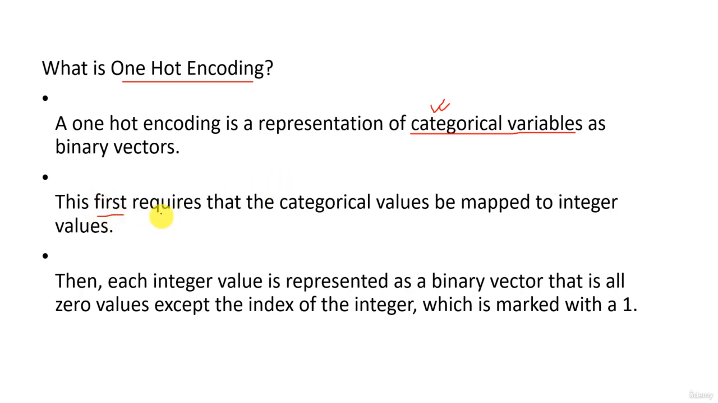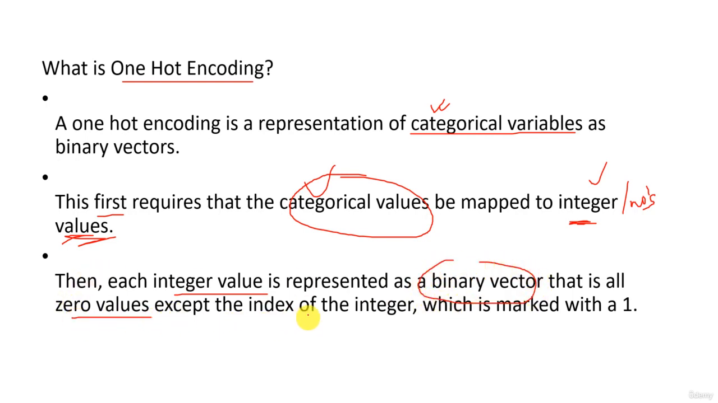So the first thing required is that these categorical values should be mapped into integer values. That is what I have just told you. We need to convert these categories into integers or some numbers. Then each integer value is represented as a binary vector that is all 0 except the index of the integer, which is marked with 1. That means if the value is present, give 1 to it. If it is absent, give 0. Let us take an example of how this one-hot encoding technique works.